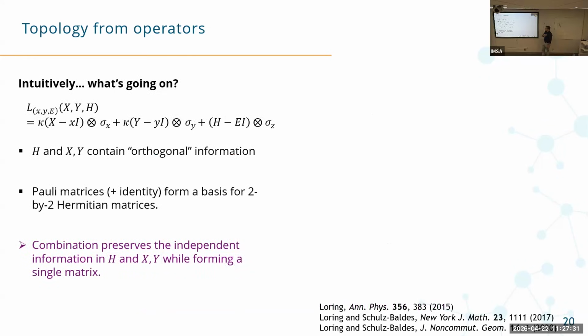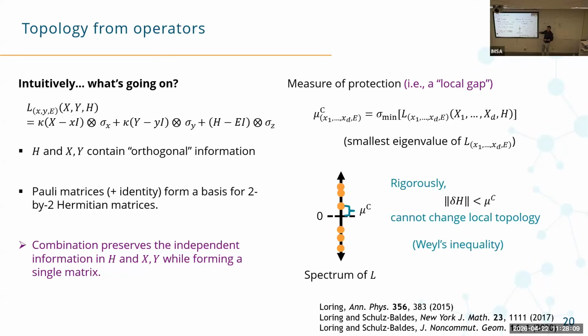Intuitively, again, physicist, so I'm going to think on the back of the envelope. What we've done, if you squint at the formula from the prior slide, is taken these three pieces, three operators that contain orthogonal information, and tensored them against some matrix elements, the Pauli or Clifford representation, that somehow preserves that orthogonality while letting me smush them together into a single matrix. And so it's somehow preserving this independent information they carry while letting me form a single matrix that conveys all of this. And this comes automatically equipped with a local measure of topological protection.